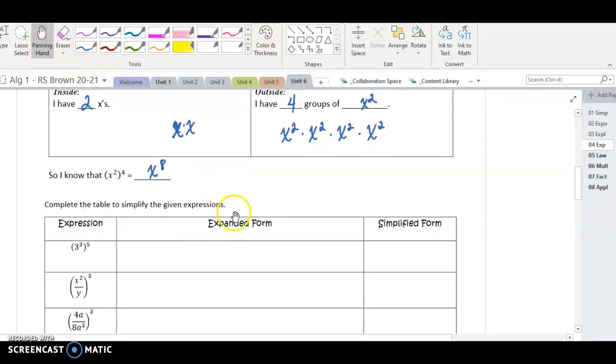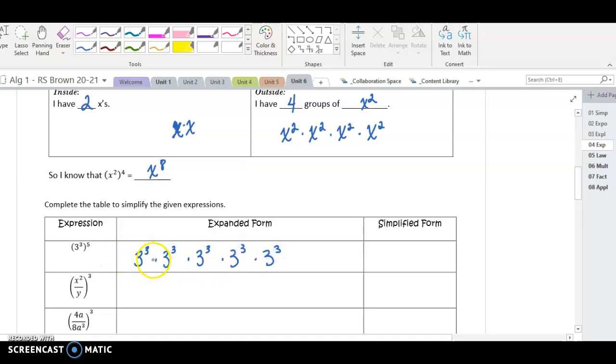So we're going to complete this table real quick. All right, so I have this expression, 3 to the third power raised to the fifth power. So expanded, that means I have 5 groups of 3 to the third power. So I have 3 to the third power times 3 to the third power times 3 to the third power times 3 to the third power times 3 to the third power.